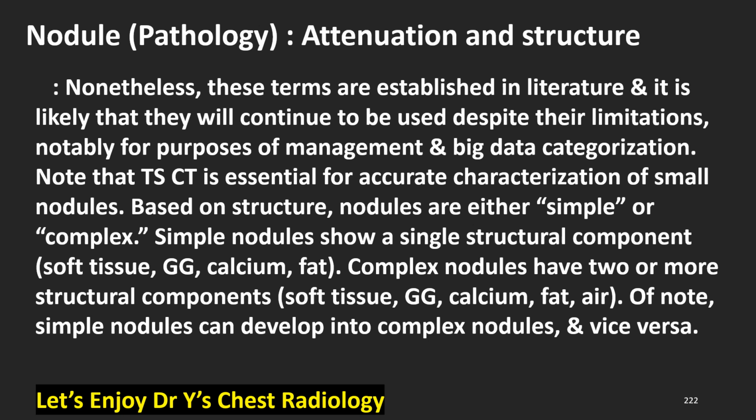Based on structure, nodules are either simple or complex. Simple nodules show a single structural component: soft tissue, ground glass, calcium, fat. Complex nodules have 2 or more structural components: soft tissue, ground glass, calcium, fat, air. Of note, simple nodules can develop into complex nodules and vice versa.